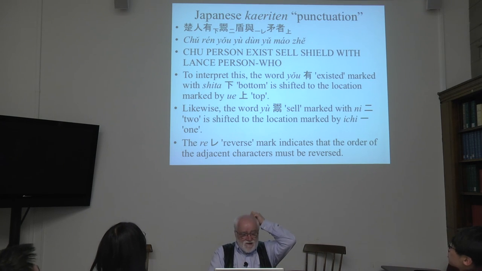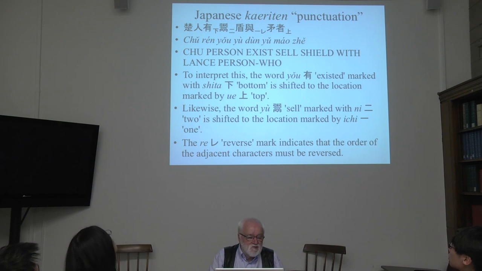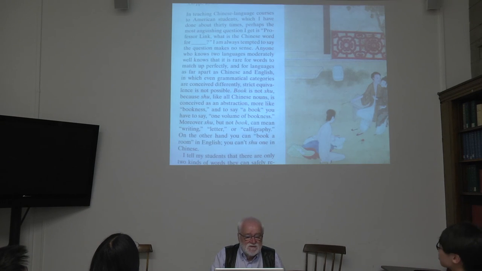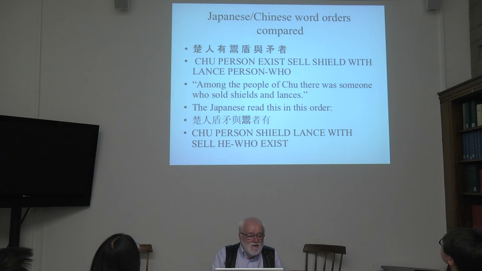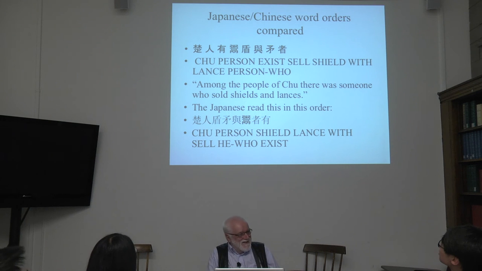We then have this very interesting Japanese kaeriten, which is also a way of punctuation. And you see, when you have churen yu dun yu mao zhe, they would write it like this, right? And to interpret this, the word yo existed. You see, marked with shita, bottom, is shifted to the location marked by shan. Right? And so on. So that I can now show you the upshot of it. Basically we have churen yo dun yu mao zhe, which for them is read as churen dun mao yu yu zhe arimasu. This idea is very nice.